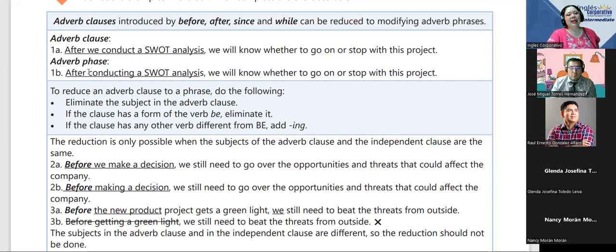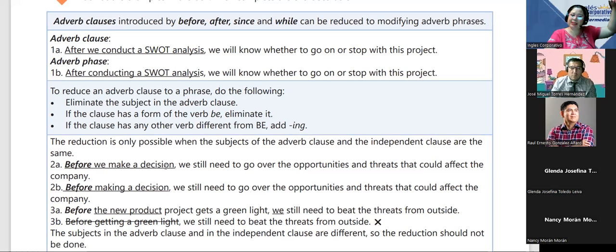Ahora, ¿qué tal si este no era? No era we, era I, por ejemplo. Entonces yo le puedo decir, sí, after conducting a SWOT analysis, but by me, okay? It's important that I did it. So we are going to create that confusion. Okay, then let's continue and let's see.